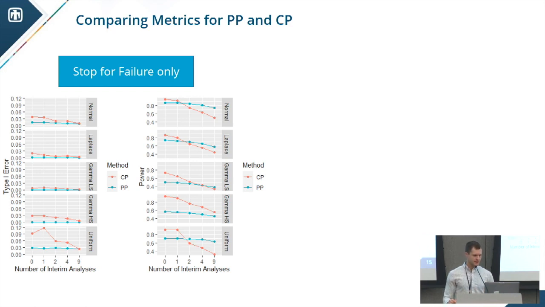When you look at power, though, you notice the power tends to decrease as I do more and more interim analyses. This should make sense because I'm only stopping to declare failure, so I'm giving myself multiple chances in this situation to make a type 2 error. But what you might notice is that as you do more interim analyses, predictive probability tends to give better power than conditional power.